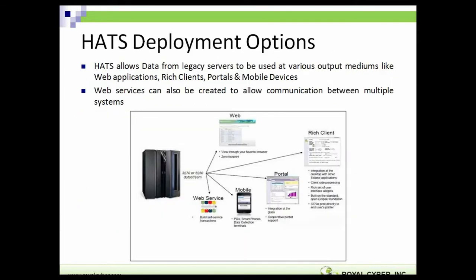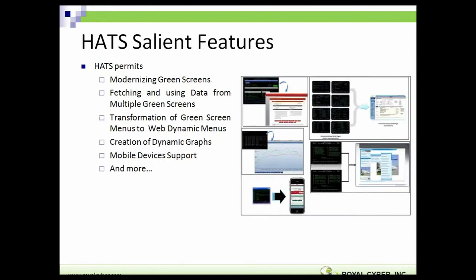So these are HATS deployment options. Data from legacy servers like System i and System z can be used at various places as demonstrated in this slide. Data once processed by HATS can be deployed for web applications, rich clients, portals, mobile devices, and you can also incorporate the entire service-oriented architecture in the form of web services. So it allows communication between multiple systems, both ways.